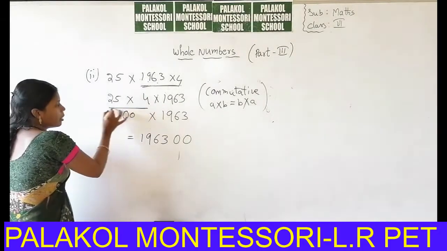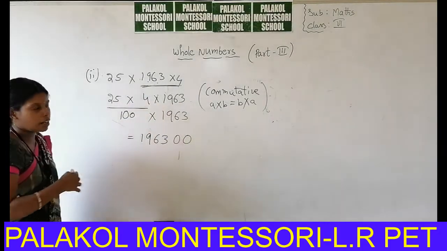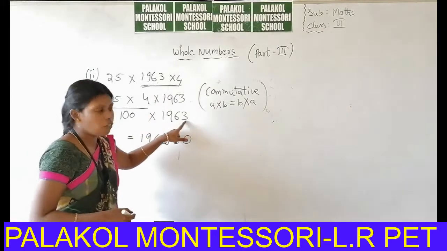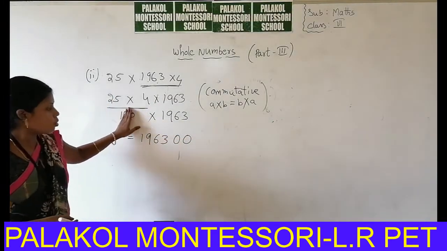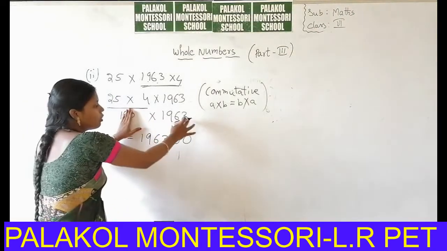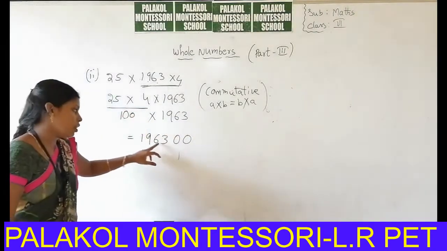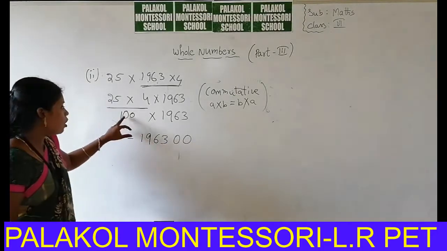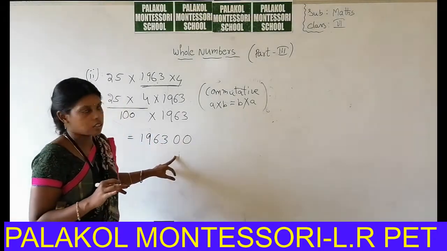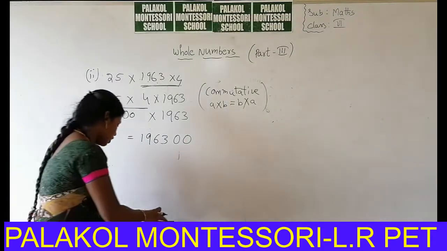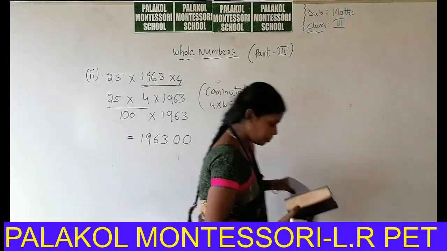Next we multiply these two numbers. 25 fours are 100. 100 into 1963. Next we close these two zeros. 1 into 1963 is 1963. How many zeros closed? 2 zeros closed, so we put 2 zeros. So this is the result. Again you can do the next sum.